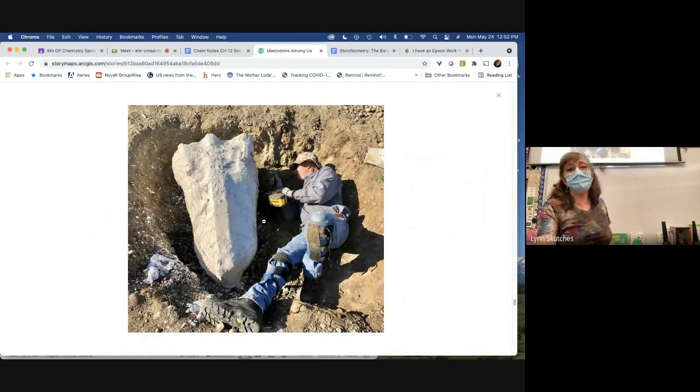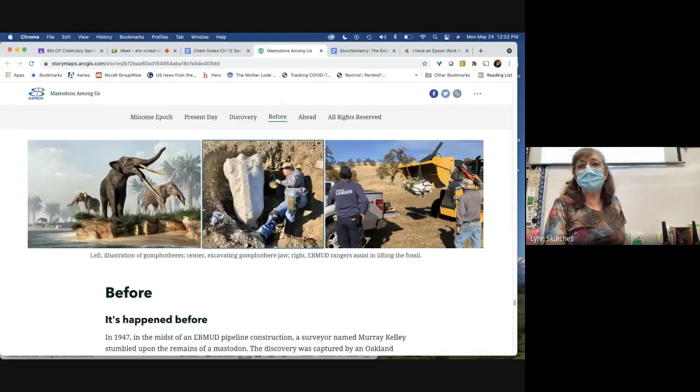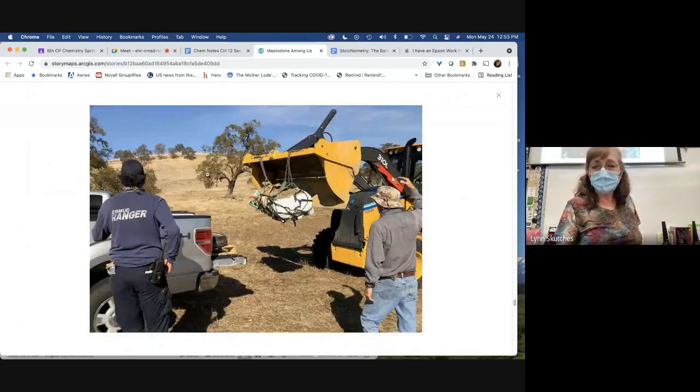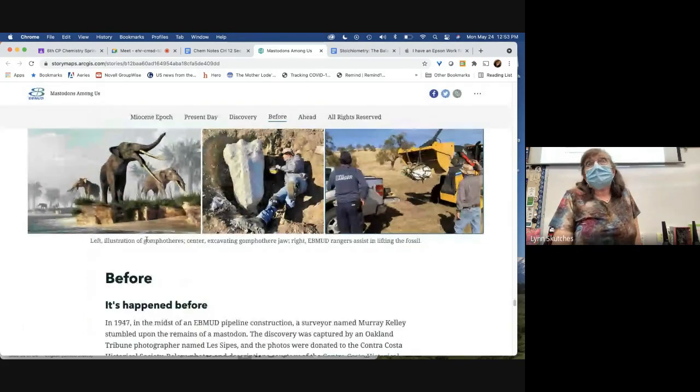It's crazy. So here's a jaw of one of those things. They wrap them up in plaster. They wrap them up in cloth and then plaster it, like when you break your arm or your leg or something. And then they have to haul it with a big old lifter. How much would that thing weigh? A lot.